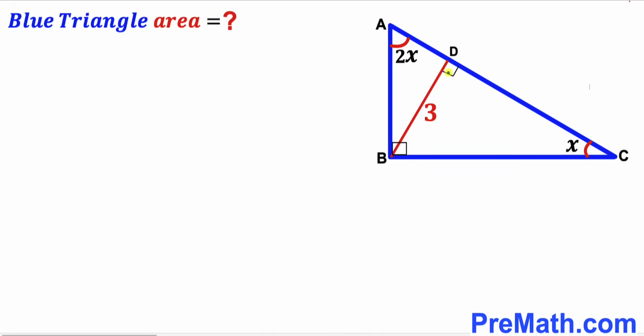Welcome to PreMath. In this video, we have got this blue right triangle ABC along with this perpendicular BD, as you can see in this given diagram, such that this perpendicular BD is 3 units long, and moreover this angle ACB is being represented by X, whereas this angle BAC is 2 times X, and furthermore this angle is our 90 degrees angle. And now our task is to calculate the area of this blue triangle ABC.